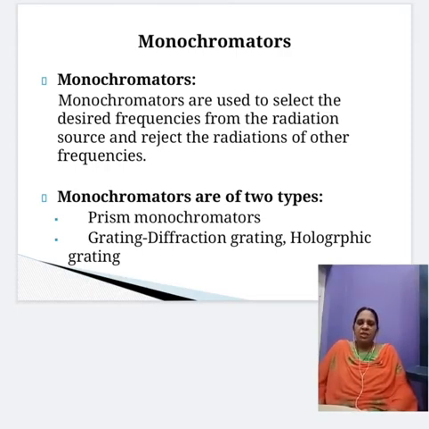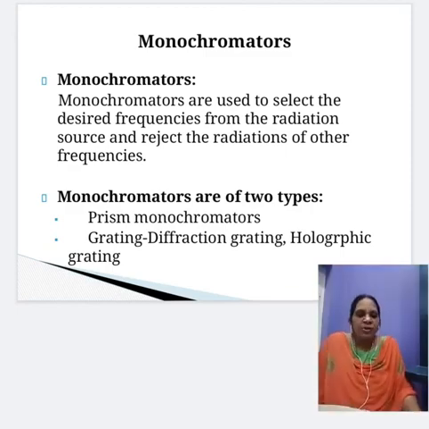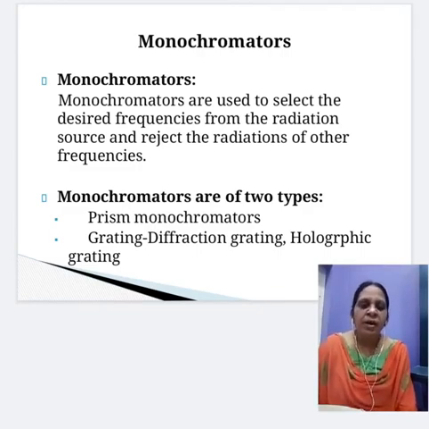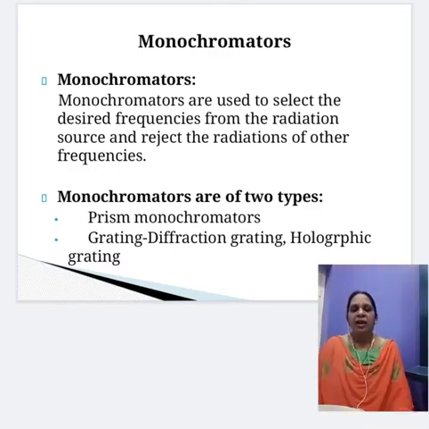It is an optical device which is used to isolate a narrow band of wavelengths. For that purpose we are using monochromators. They are used for isolation. Monochromators are used to select the desired frequencies from the radiation source and reject the radiations of other frequencies. Suppose you have a radiation source. A source radiates the energy. Suppose you want a specific radiation with a specific frequency, use a monochromator.